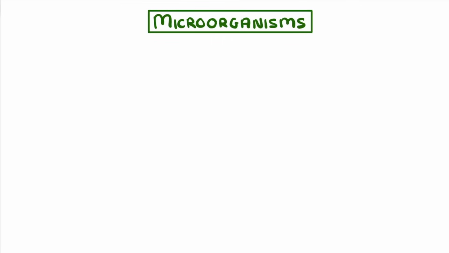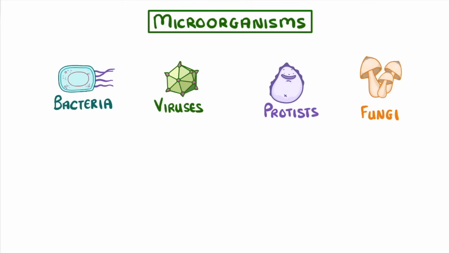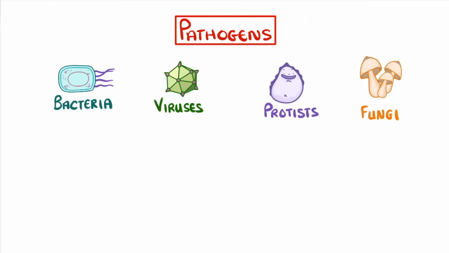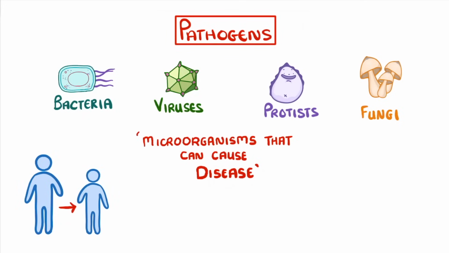Microorganisms are a group of tiny organisms, including bacteria, viruses, protists, and fungi. Although most of them don't cause us any problem, a small group of them do, and we call these pathogens, which we can define as microorganisms that can cause disease. As the pathogens can spread from person to person, the diseases they cause are known as communicable or infectious diseases, and they affect both animals and plants.